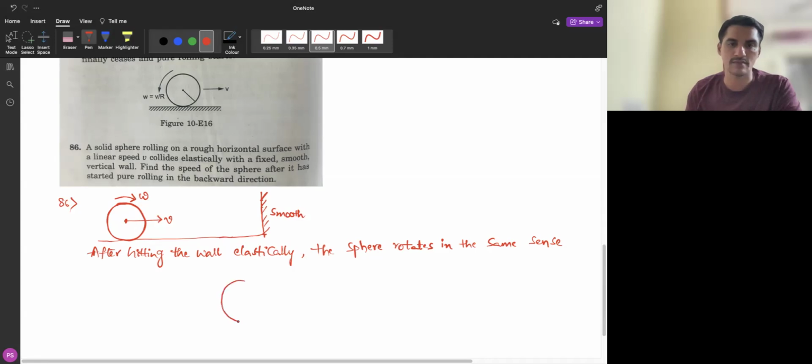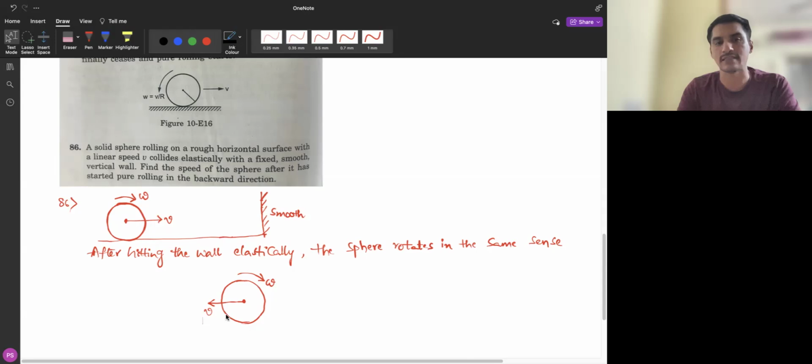The situation will be like this. Observe carefully. See, this is after hitting the wall and bouncing back from the wall. Omega will be the same sense. Omega here is clockwise, and even after hitting it is clockwise. But velocity will be opposite, and it has the same magnitude of velocity. Why? Because already it is said that it is an elastic collision.